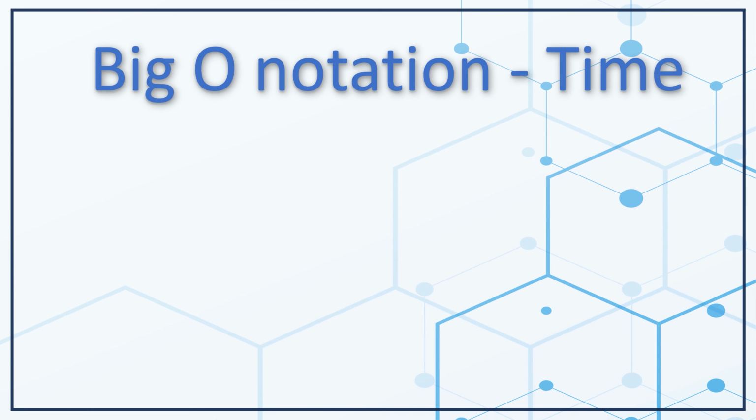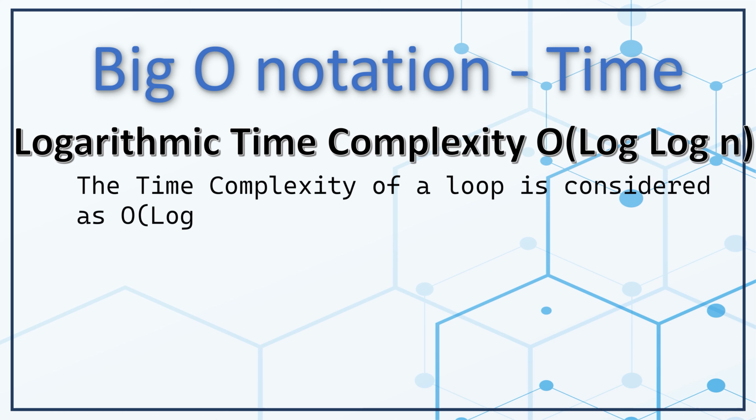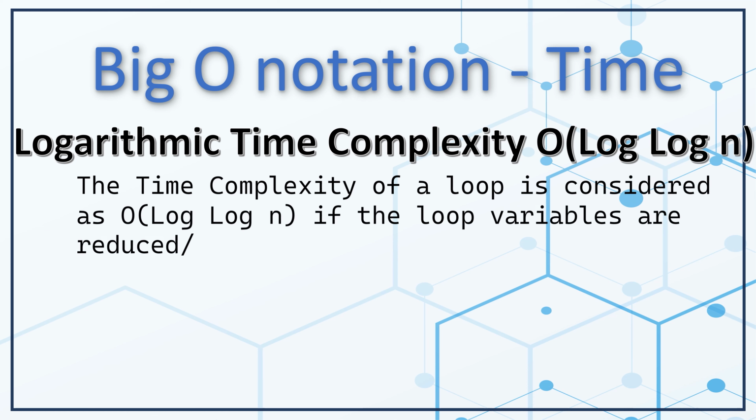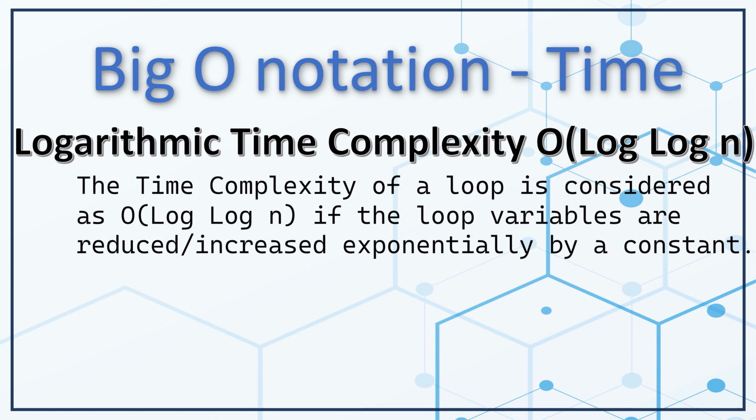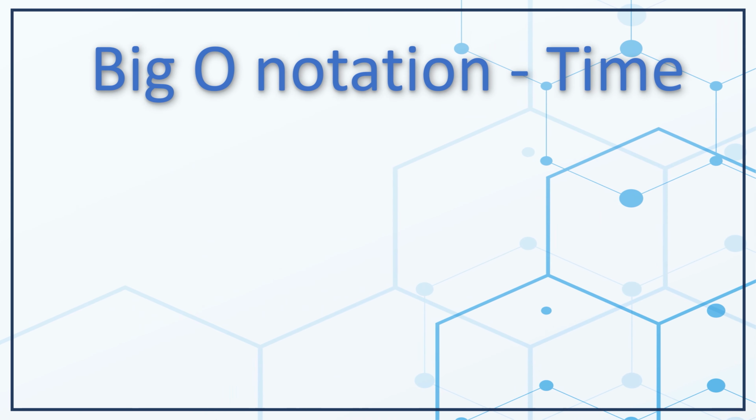Let's see the logarithmic time complexity which is log of log n. Time complexity of a loop is considered as log of log n if the loop variables are reduced or increased exponentially by a constant. This is an example of the time complexity which is log of log n. There are certain scenarios which are not covered here, but we'll cover this in the next videos.